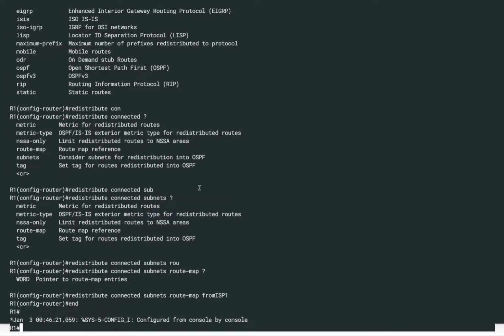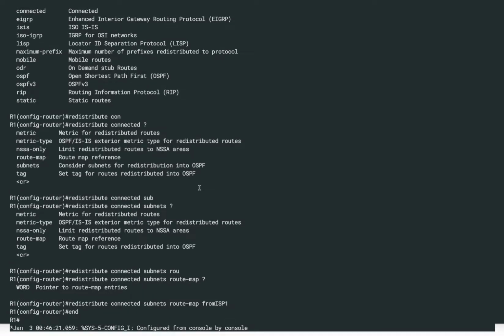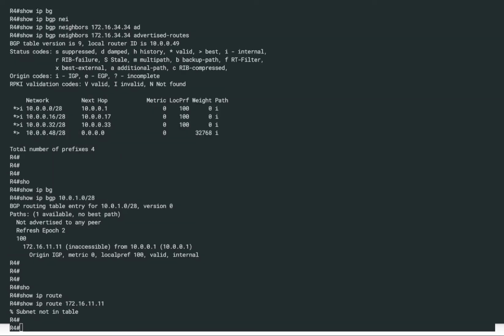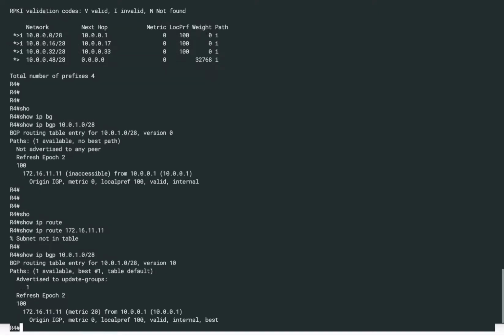Now, what we just did is take the subnet that was configured between ISP1 and R1 and redistribute that. If the redistribution worked, then we should be able to resolve the previous next hop, which was inaccessible. Earlier when we ran this show iBGP command, it clearly said it was inaccessible. Now let's see what happened to this particular route.